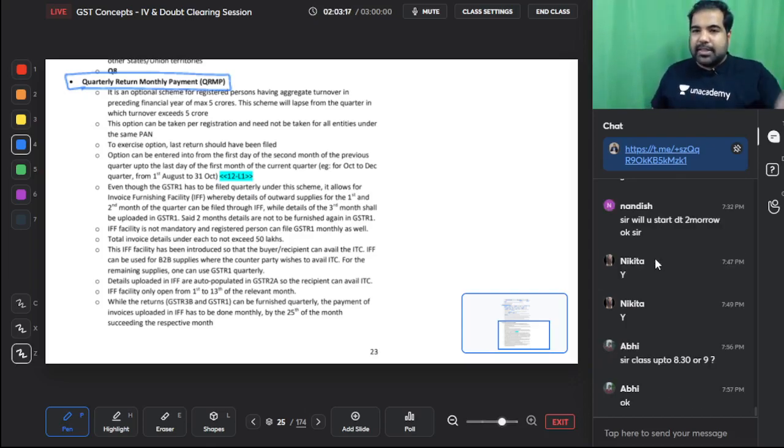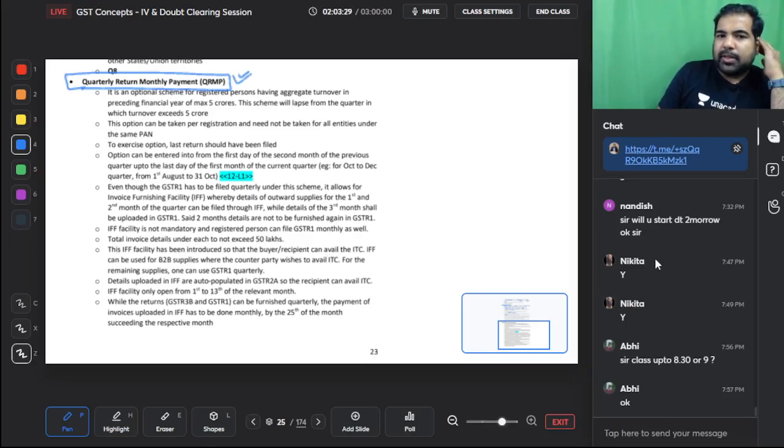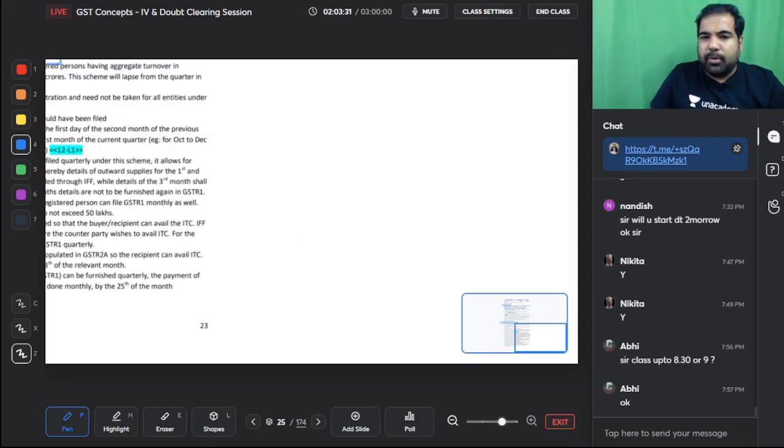Alright, this is the only thing left, guys. Once we finish that, in fact we might even finish earlier, we'll see how it goes, but this is what I want to do, and then a question from the module, and then we are done. Okay guys, quarterly return, monthly payment scheme, very important because it is new.